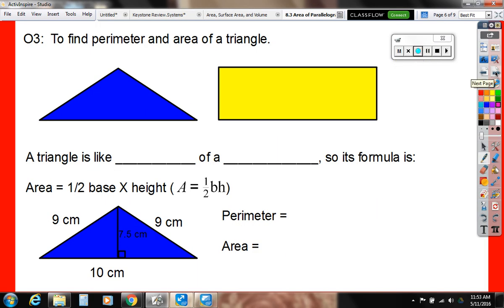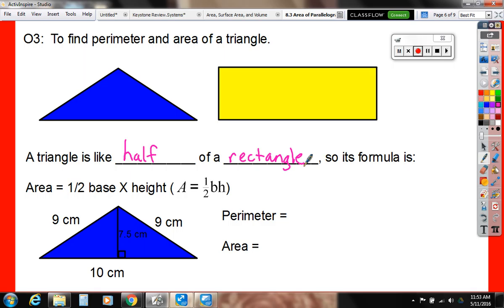that. Okay, moving on. We're going to talk about finding the perimeter and area of a triangle. So a triangle is like half of a rectangle. So the formula for a triangle is very similar to the formula for area of a rectangle or area of a parallelogram. Instead of just base times height, because a triangle is half of a rectangle, it's half of the base times the height. You are not going to have to memorize any of these formulas.